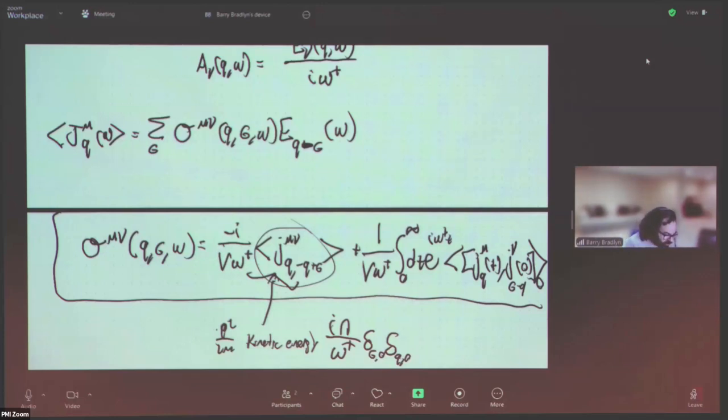So what we're going to do when we come back in the afternoon is we're going to start with this Kubo formula for the conductivity. We're going to look at what happens in a general quantum system with periodic boundary conditions and see how the conductivity encodes information about the geometry of quantum states. So I'll stop here and happy to take any questions that people have so far.